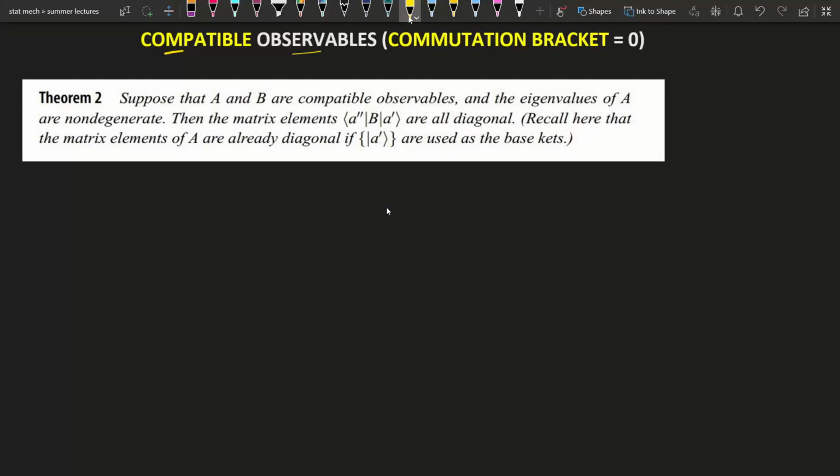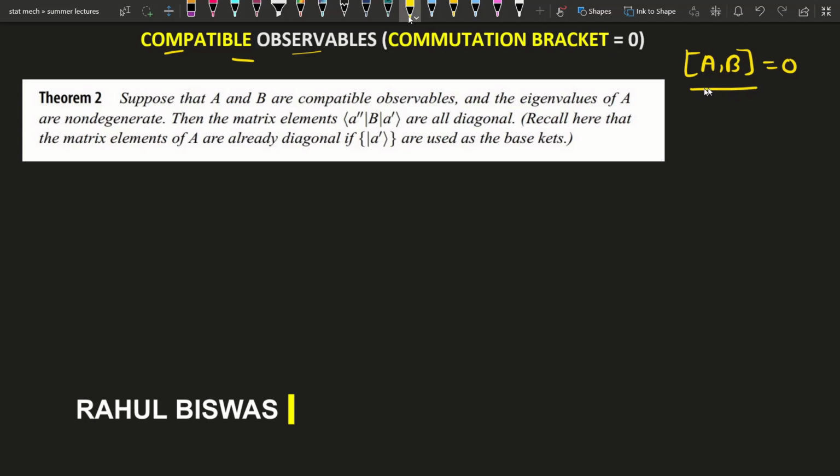Today in this particular video, I will discuss in detail what is meant by compatible observables, that is, the commutation bracket of two observables, suppose A and B, is equal to 0. Then it is known as a commutation bracket, we know that. Then if this commutation bracket is equal to 0, we call these two operators compatible observables.